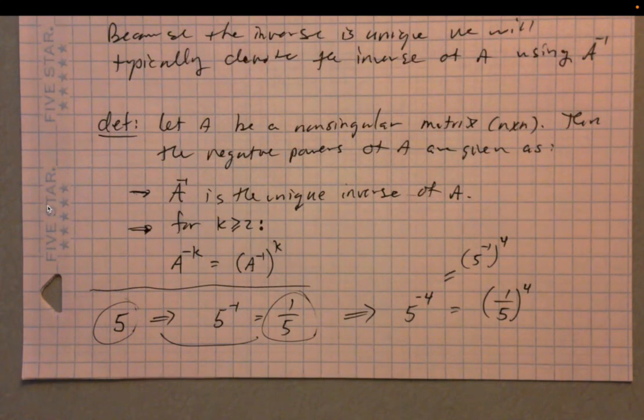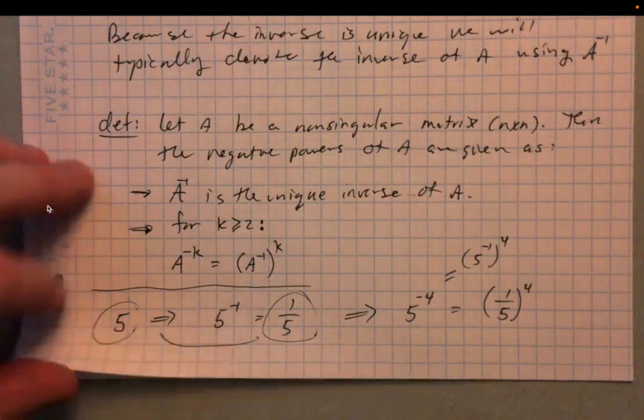So you can just recall your intuition about rational numbers when you're thinking about negative exponents on matrices. It works the same way. Of course, the multiplication is totally different, and how you interpret it is different, but this is the basic setup, and it's very similar.